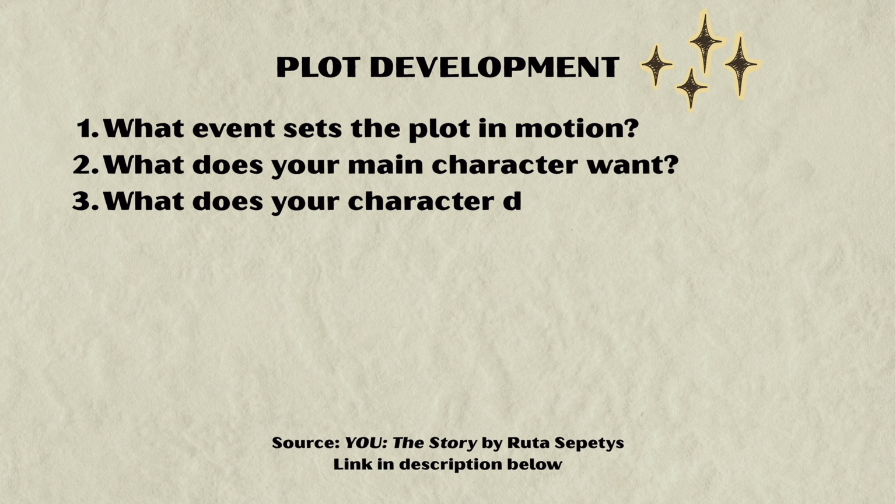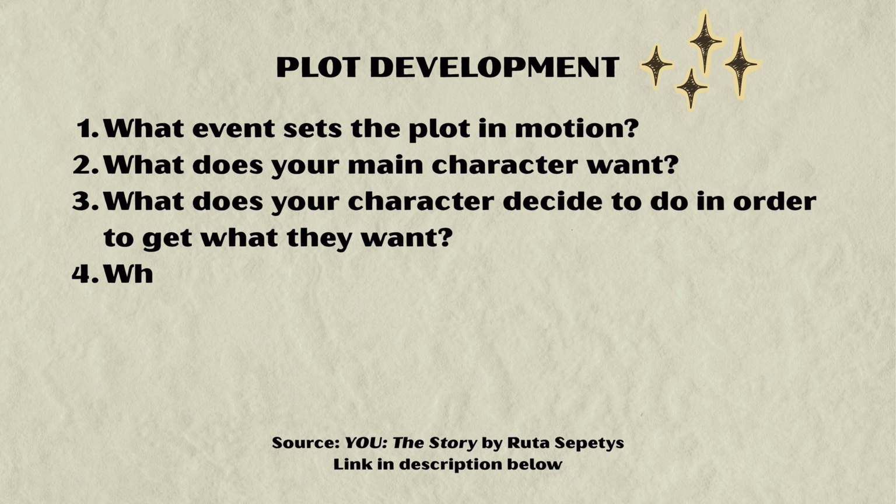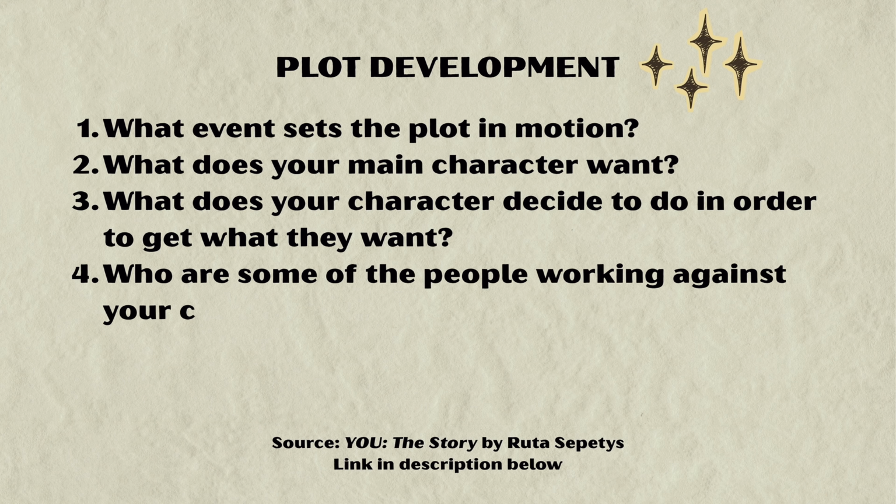So this is the goal your main character is driven toward due to the unfolding events in the novel. The third question covers the strategy by considering, what does your character decide to do in order to get what they want? So, to get what they want, what decisions do your characters make, even if it could lead to terrible outcomes? The fourth question brings in the conflict and asks, who are some of the people working against your character? This doesn't necessarily have to be about people, it can also be about situations, ideas, or even themselves.